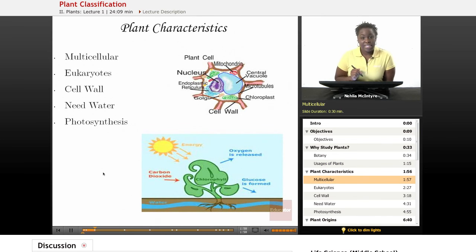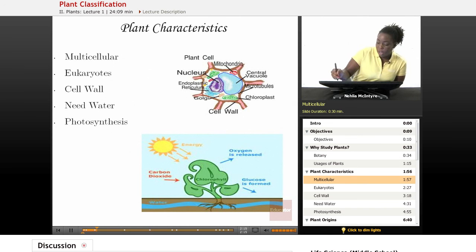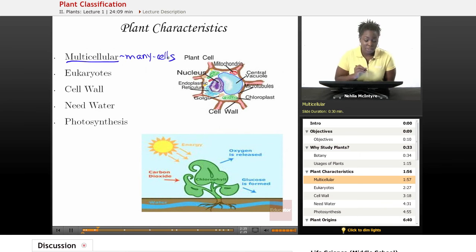Now, all plants have certain characteristics that they share, and then there are obviously plants that have very different characteristics from the others. Let's start by talking about the similar characteristics that all plants share. First of all, plants are what we call multicellular. That means they're made of many cells, and those cells come together to perform the plant functions.